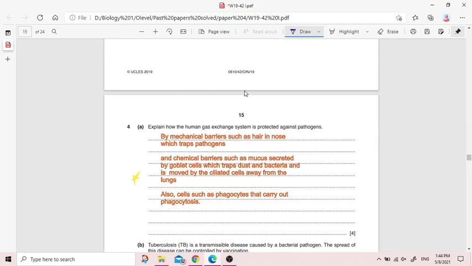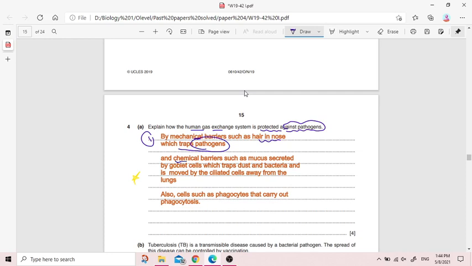Question number 4. Explain how the human gas exchange system is protected against pathogens. How is it protected? There are several mechanisms that provide protection for the gas exchange system. First, mechanical barriers such as the hair in the nose. What does the hair in the nose do? It traps the pathogens and prevents them from entering.